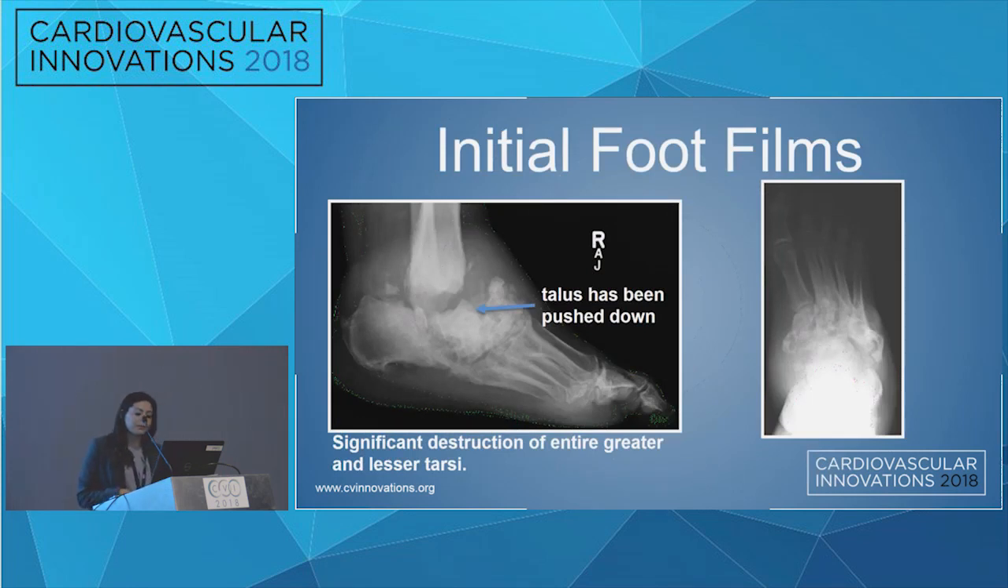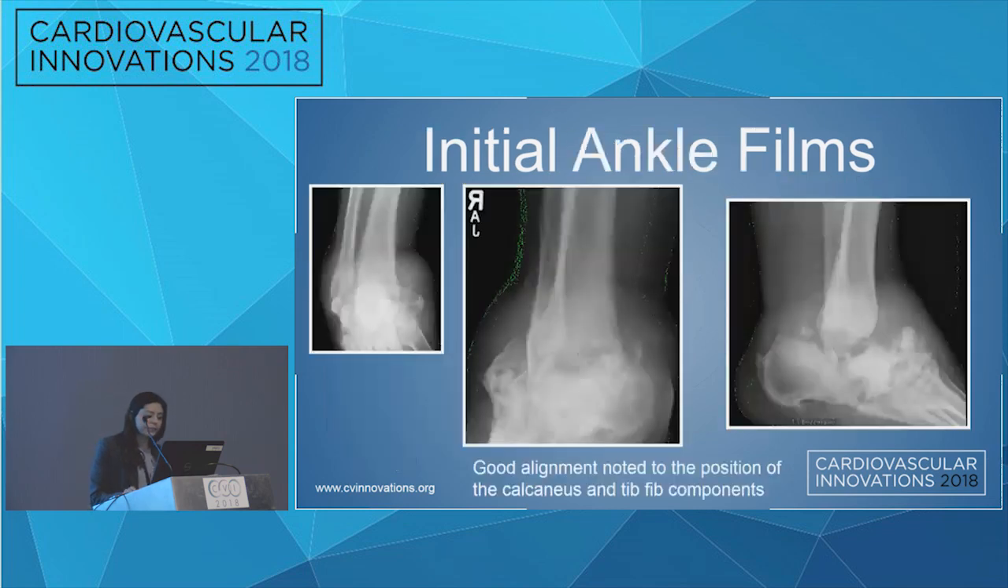So initial foot films, you can see significant destruction of the entire greater and lesser tarsi. On the lateral foot films, you can notice that the talus had also been pushed down into the middle of the foot. Ankle films, the only things which are normal or you can appreciate are the metatarsals, the calcaneus, and the tib fib. General architecture is pretty good with the exception of the distal calcaneus, but overall the alignment with the tib fib and calcaneus is pretty aligned.